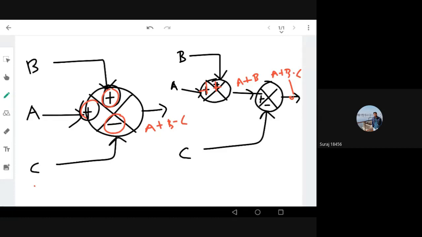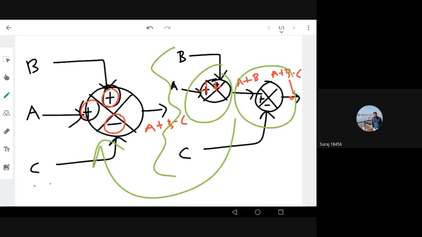Right. Now, same thing, we can do the reverse also. We can do it the opposite way also. We have two summing blocks, and we can combine these two summing blocks together, right? Okay, so feedback we have done.